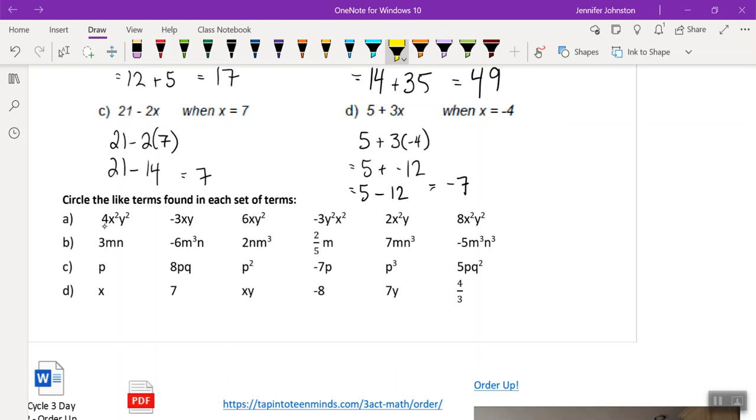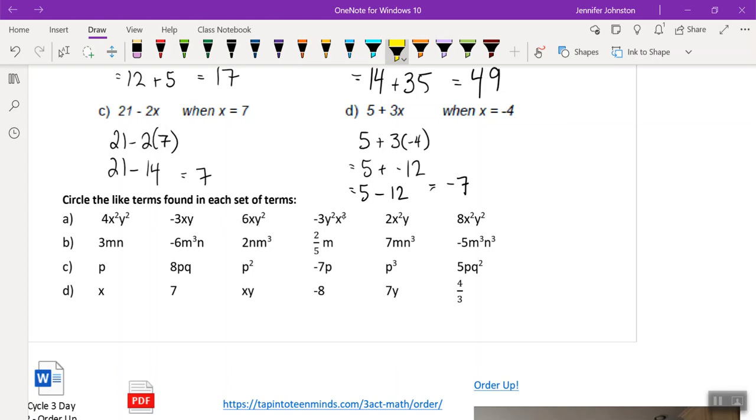So a term here would be like 4x squared y squared. That's a term. This one has xy. Okay, so that's different, right? This has 2 x's and 2 y's. This has 1 x and 1 y, so those don't go together. What about this one? This one has 1 x and 2 y's. Okay, none of these go together because that's 2 x's and 2 y's, 1 x, 1 y, 1 x, 2 y's.